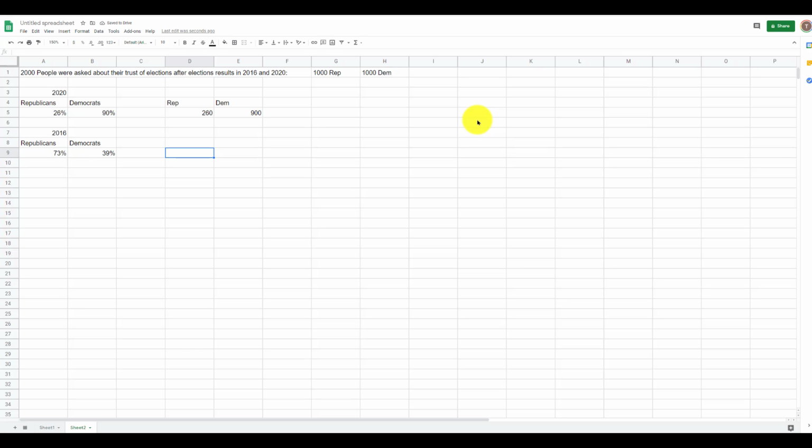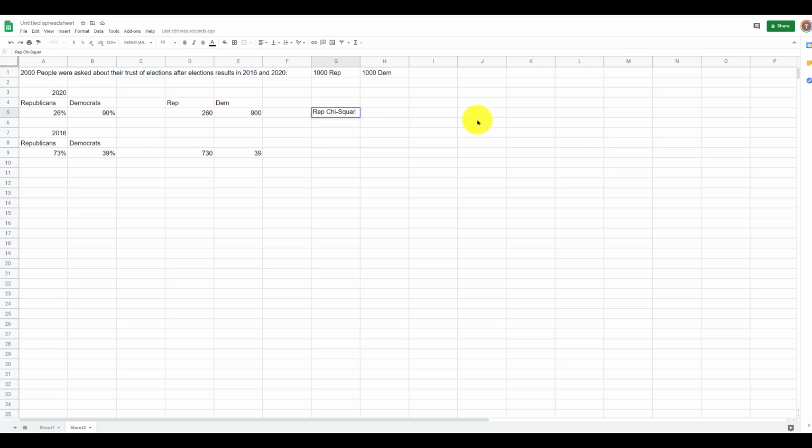Same thing occurs for the 2016 data, where we take our percent and multiply it by n. So now we have our data for 2020 and 2016. Now we can apply the chi-square test. So let's look at the chi-square test.